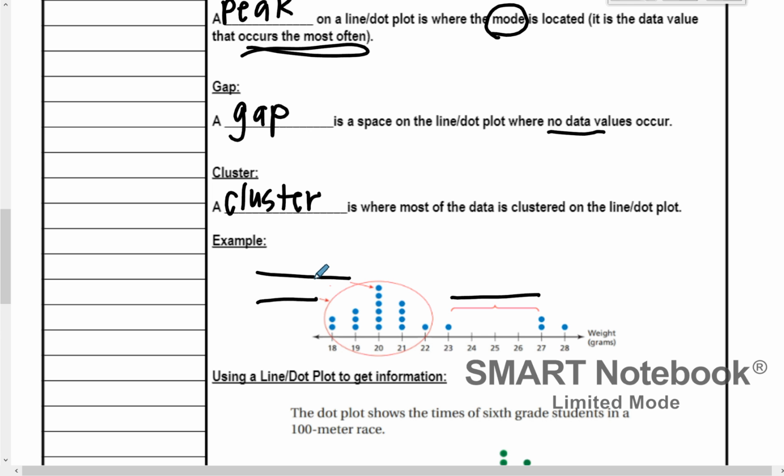If you still need more time, please pause the video and then you can resume it when you are ready. Okay. A peak is what we started off with. That's where the mode is. That's going to be the data value that occurs most often. So that's going to be like a peak of a mountain. It's going to be the highest point.